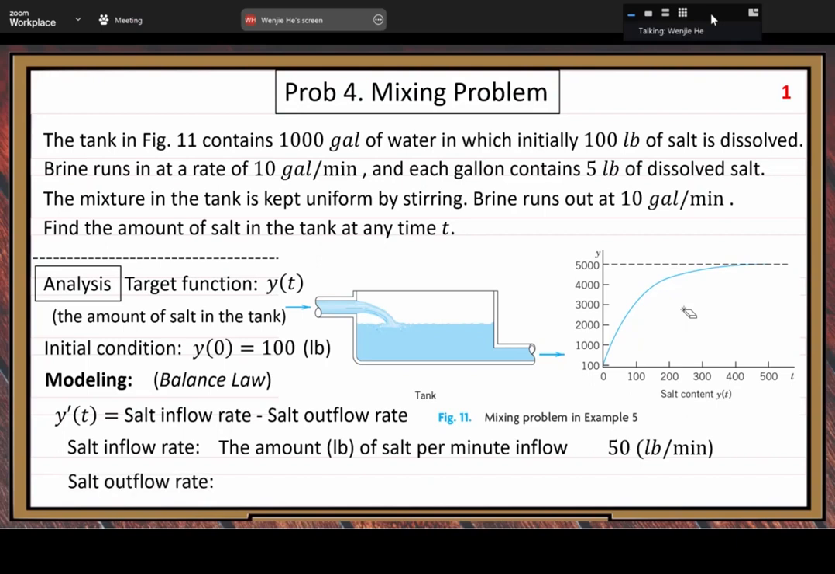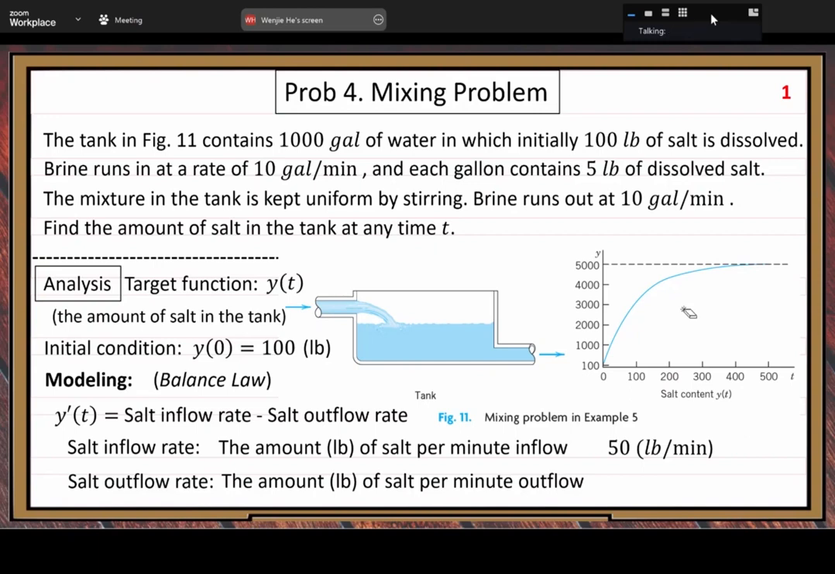Look at that. Salt outflow rate: the amount of salt per minute flowing out. Per minute, 10 gallons out of 1,000 gallons. And 1,000 gallons corresponds to y(t) pounds of salt.